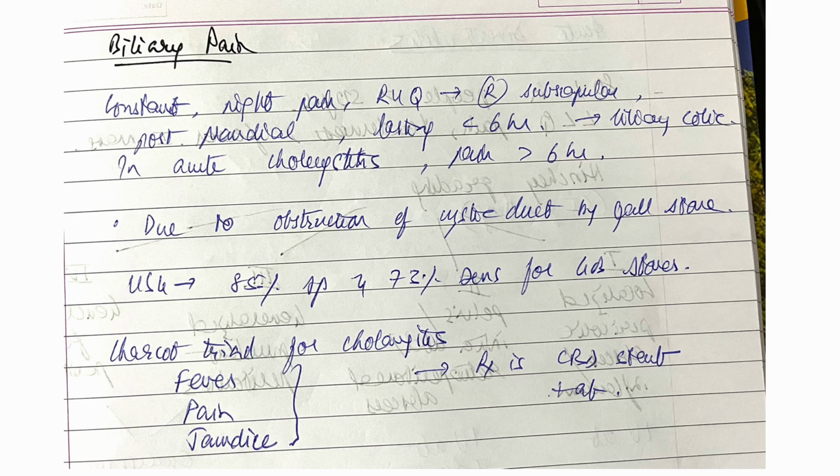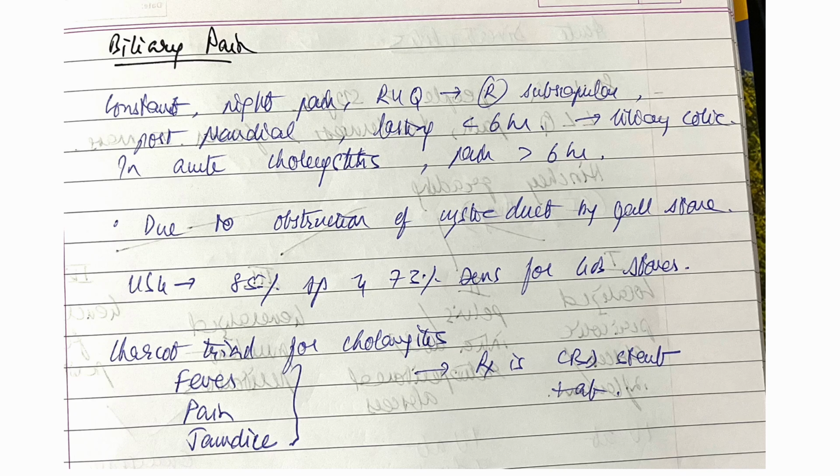Biliary pain. This is a constant pain, at night, in the right upper quadrant or in the epigastrium, and radiates to the subscapular area. It's postprandial. It usually lasts less than 6 hours. But in acute cholecystitis, it's similar pain, but it lasts more than 6 hours. This pain occurs because of the obstruction of the cystic duct by the gallstones. An ultrasound is 85% specific and 73% sensitive for gallbladder stones.